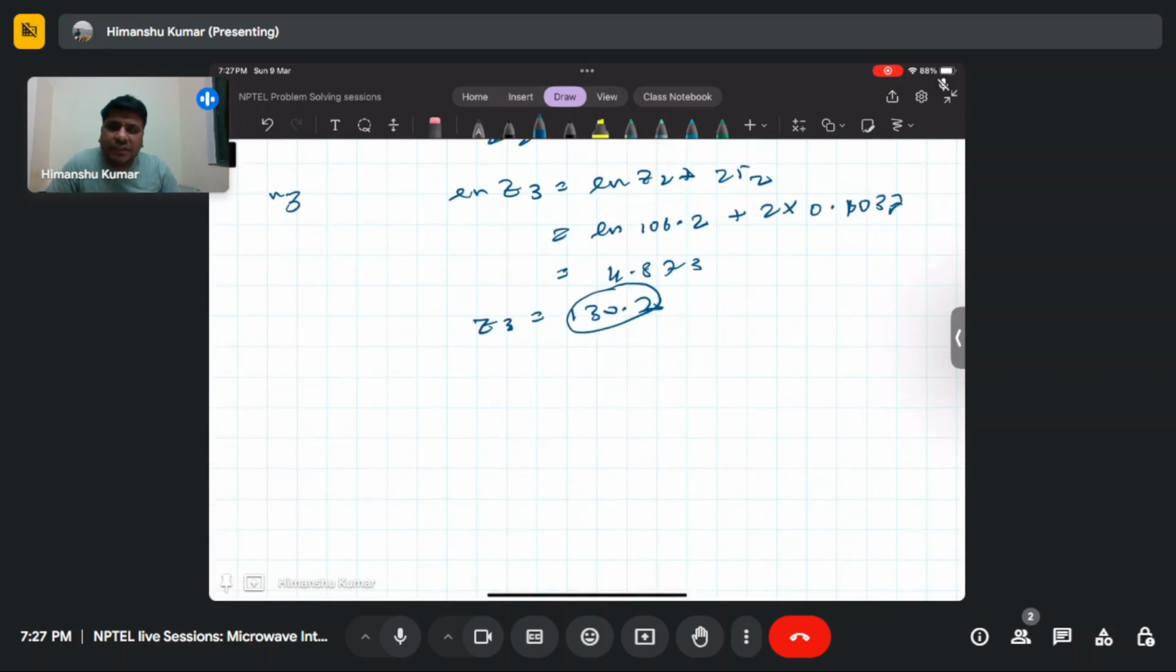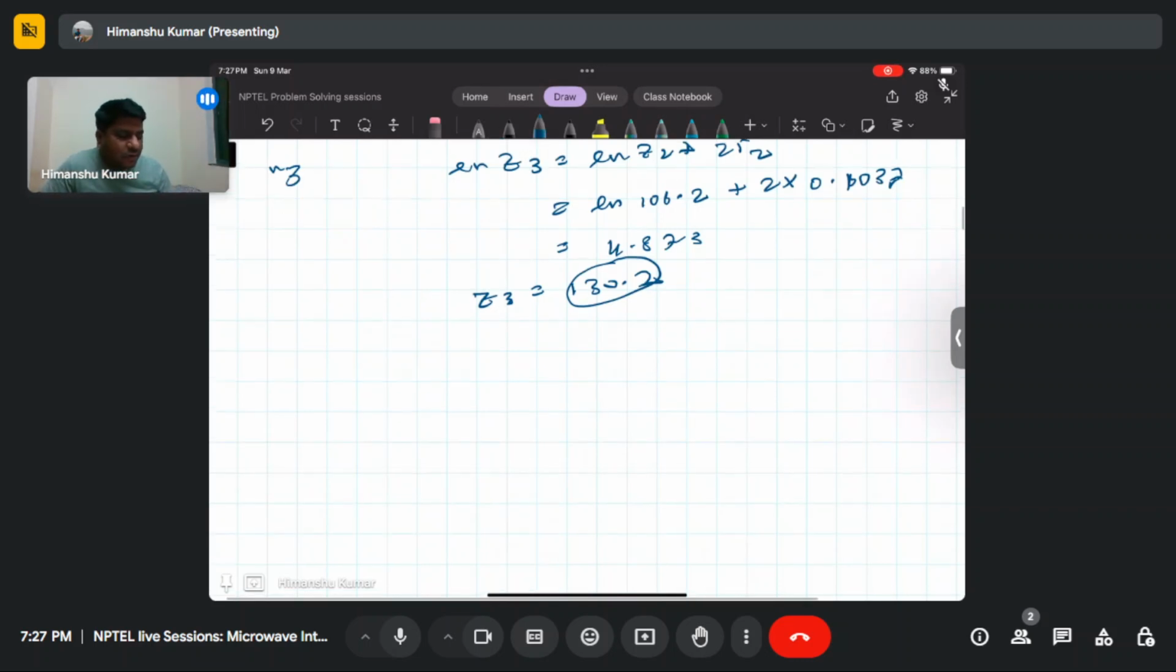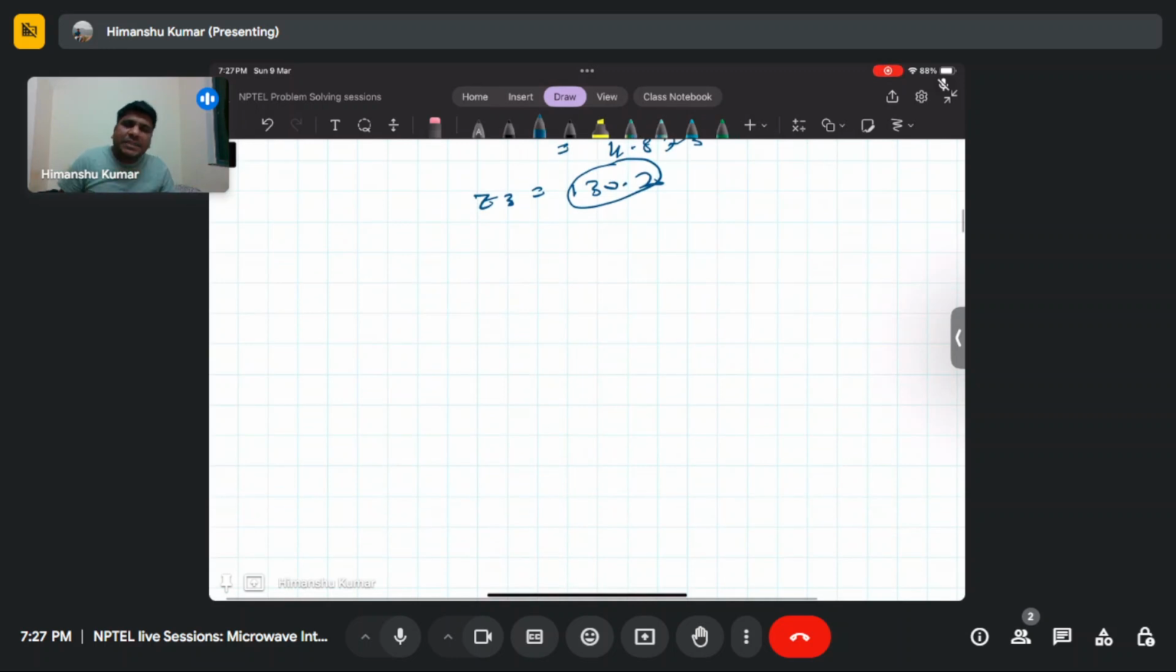You calculated all the Z1, Z2, Z3, and gamma naught, gamma 1, gamma 2, and then basically that is your design.